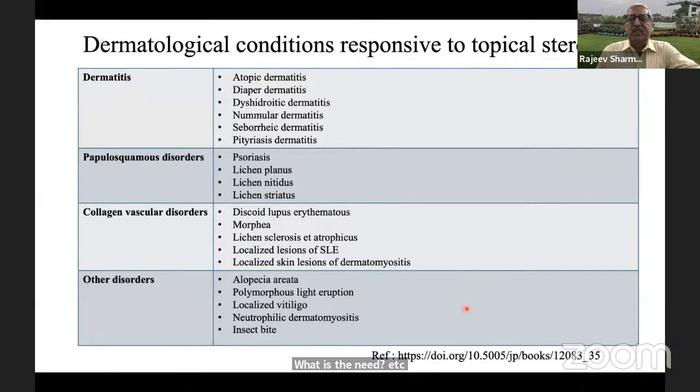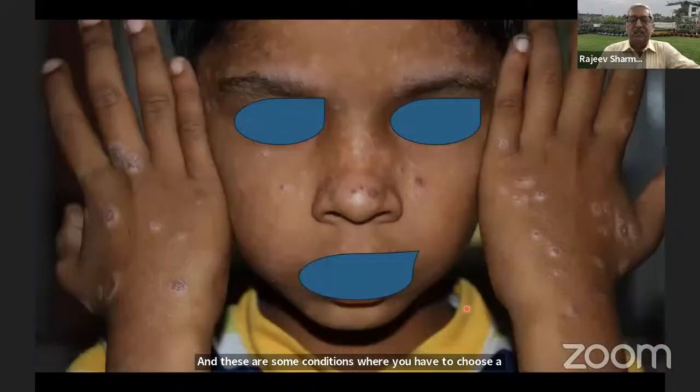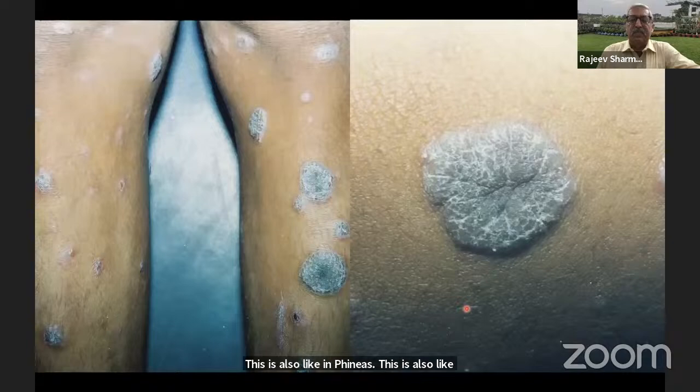Then comes an interesting area, the most misused area in topical dermatology, that is the use of topical steroids. These are the areas where we prefer to use topical steroids. And these are some conditions where you have to choose an agent accordingly. You must have been taught this is lichen planus. This is also lichen planus. This is also lichen planus. The actinic type. These are hypertrophic lichen planus lesions.